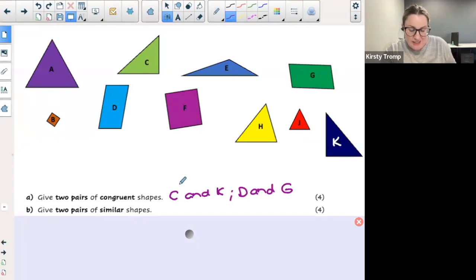Give two pairs of similar shapes. So ones that are kind of the same, in other words, in proportion. All right. Who's going to give me my first pair?